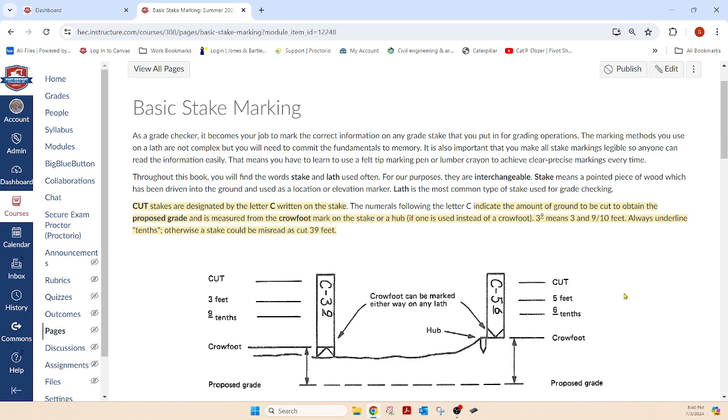That means you have to learn to use a felt tip marking pen, which is not hard. They used to use those old lumber crayons, but not so much anymore. It needs to be clear, precise markings every single time. And throughout the book, you'll find that the words stake and lath are used, and it's important that we know the difference, which is not really anything. A lath is thin, and a stake is more, maybe it's a 2 by 3/4 or something like that. But stake and lath can be used interchangeably for our purposes. So there's the description of it.